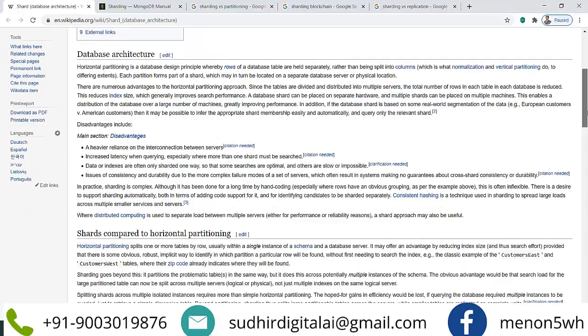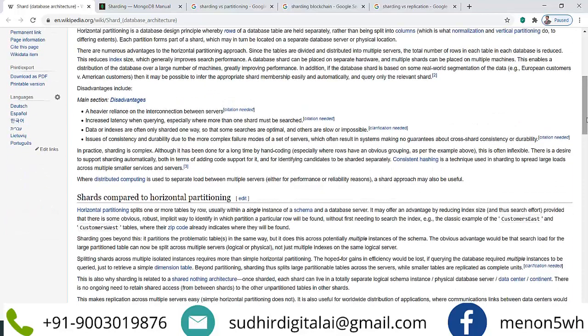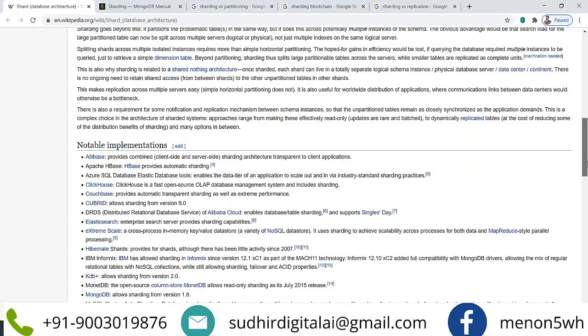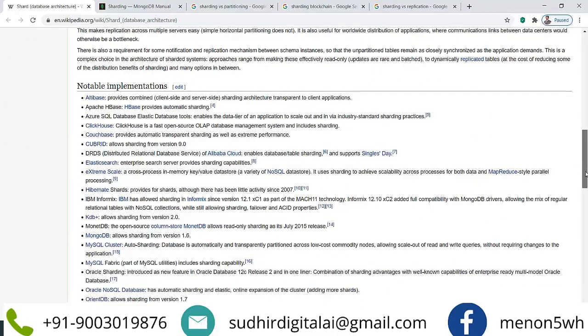You can really see that for every drawback there have been custom rules, custom ways they have built it across the new products. So that's what Wikipedia talks about. Some of the implementations are also spoken about, like Altibase, Apache HBase, which provides automatic sharding. The Azure SQL database Elastic database tools enable the data tier of an application to scale. I'm just reading out a few of the very interesting implementations.